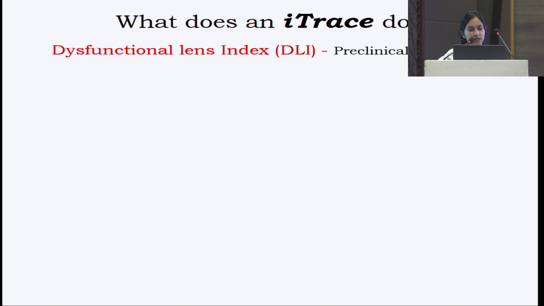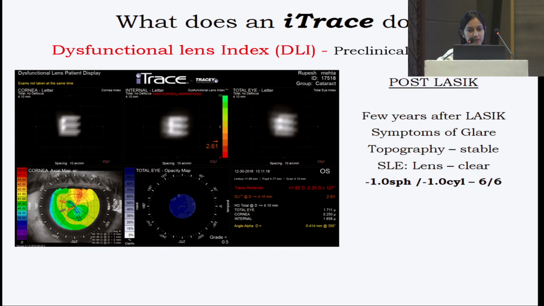Eye Trace also gives us a dysfunctional lens index. That means it assesses the condition of the lens in preclinical cataract cases also.